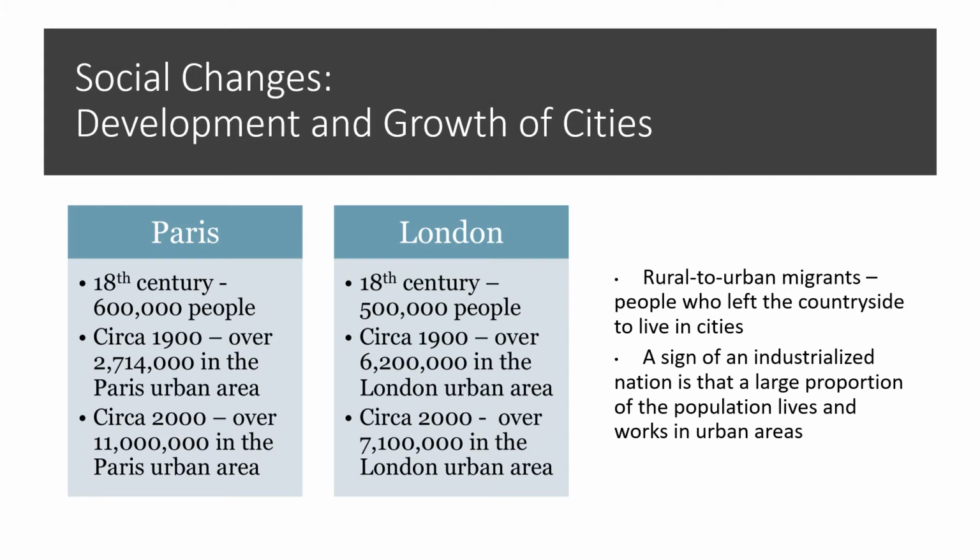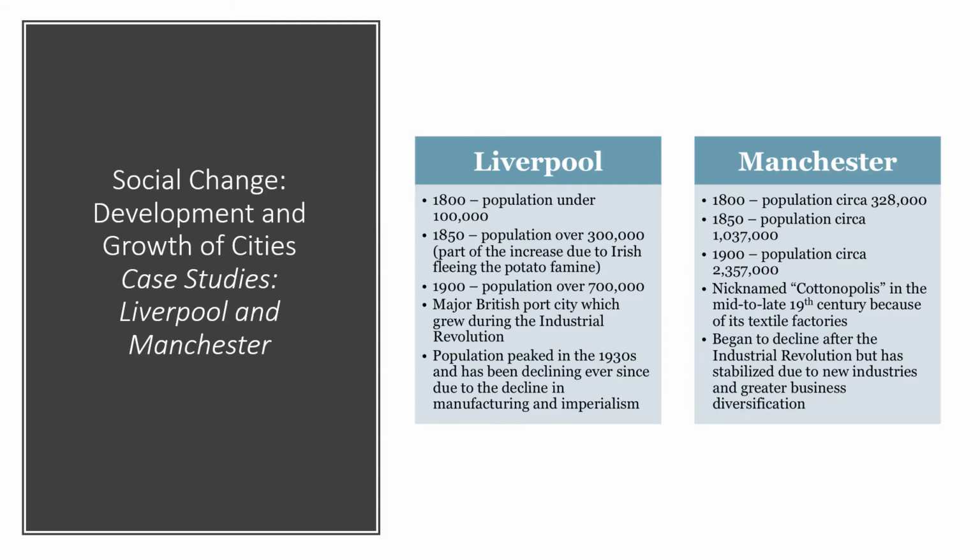And with that growth and influence, there was also the growth of cities. Paris and London, as you can see, had vast increases in their overall populations because of the rural and urban migration. And the growth of cities would be a sign of an industrialized nation, of a large portion of their population being in their main cities or just living in a city environment. Other ones like Liverpool or Manchester would be centers of social development and social changes rather than political or economic.